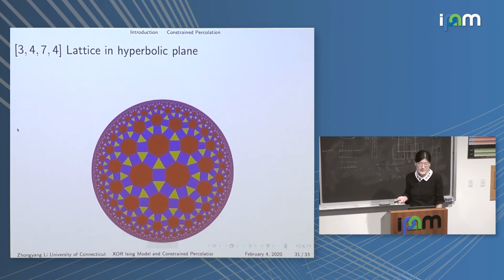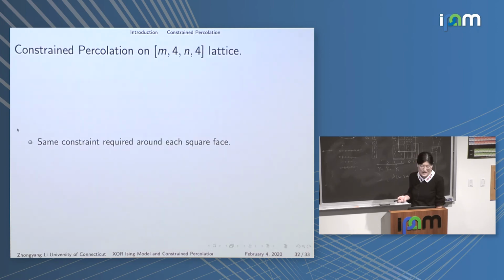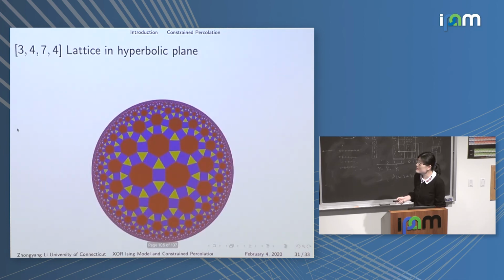So if we study percolation on such a lattice, and we require the same kind of constraint around each square face, that means each square face either has all vertices with the same state, or we divide them this way or that way, such that all the vertices on the same side have the same state. Then we can obtain a similar result. The major difference is between percolation on a non-amenable graph and percolation on an amenable graph.